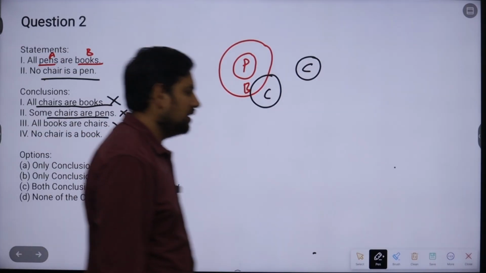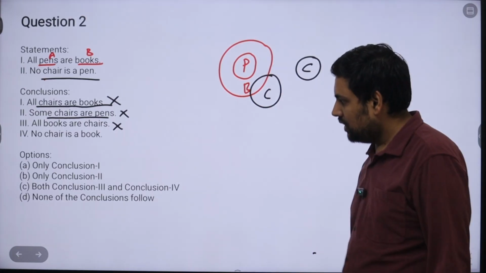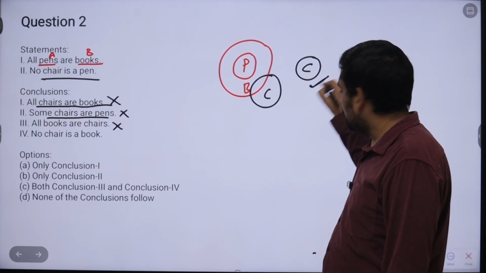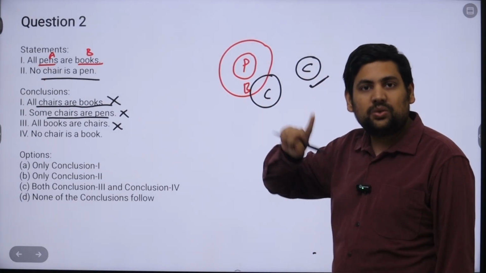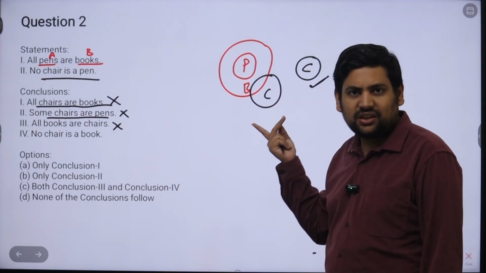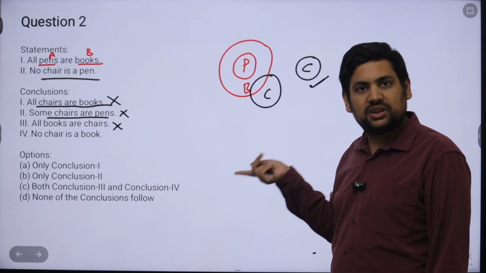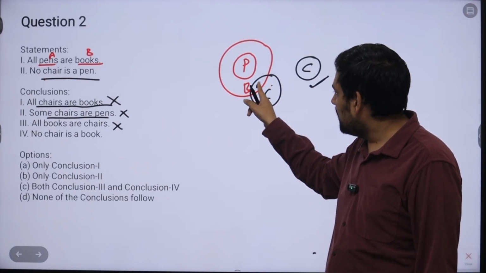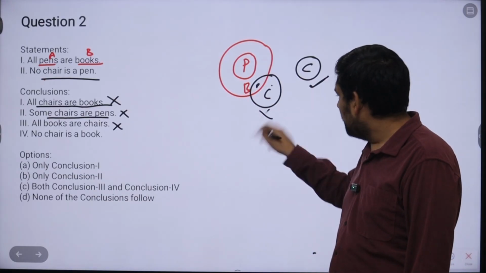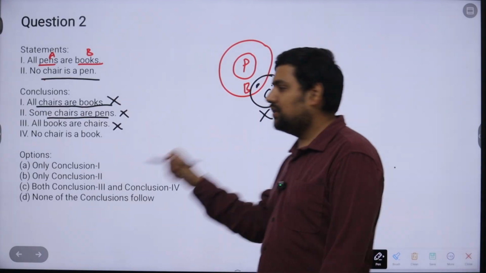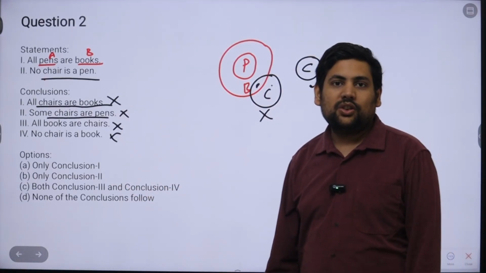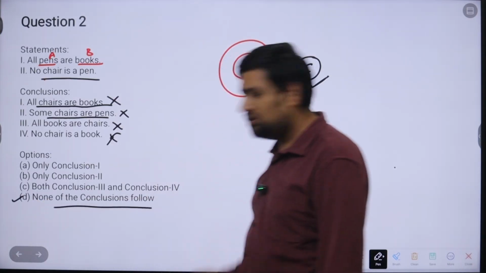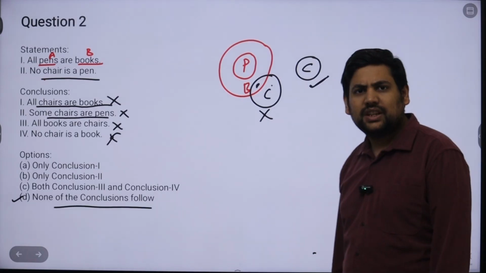Now this is an important statement. It says no chair is a book. According to this diagram, this is true. But it must hold for both the diagrams because both of these are equally probable possibilities. So here there are chairs that are books, correct? This is the intersection. So it does not hold for this one, and it must hold for both of them. So still not the correct conclusion. So what do you get as answer? None of the conclusions follow. Understood? Simple.